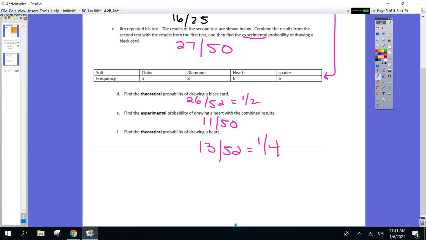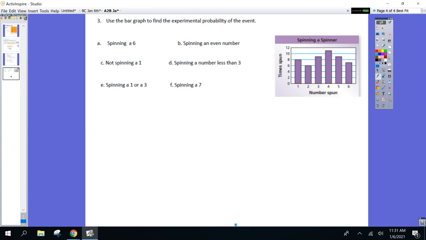Theoretical versus experimental. Any issues we got to discuss? All right, we got one more and we're done. Now, instead of using a table, I want you to use a graph. All right, this is all experimental, so use the numbers on the graph. I'll give you time to get your calculator ready for this one.